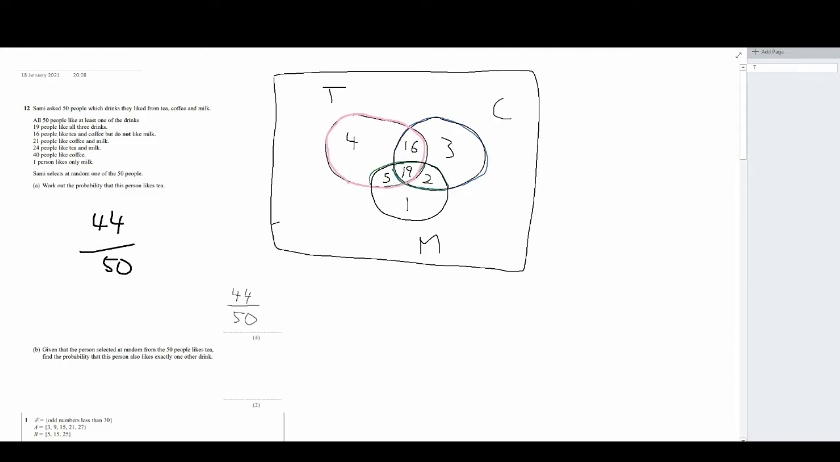Given that the person selected at random from the 50 people likes tea, find the probability that this person also likes exactly one other drink. Okay, so I'm going to leave this open. What would you do here? Would you go out of 50, like we've just done, or would you go out of 44?